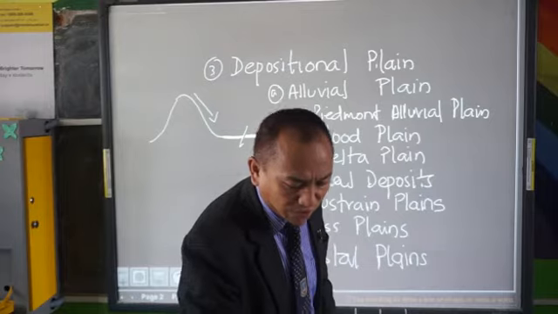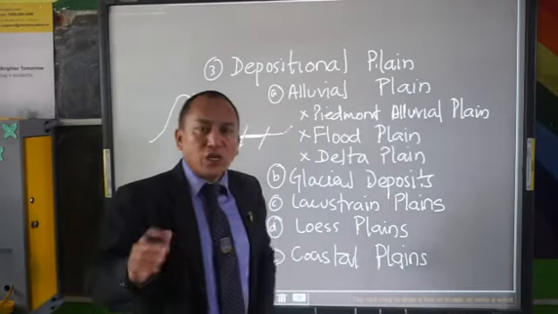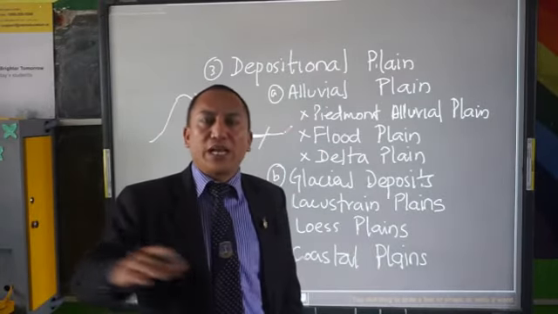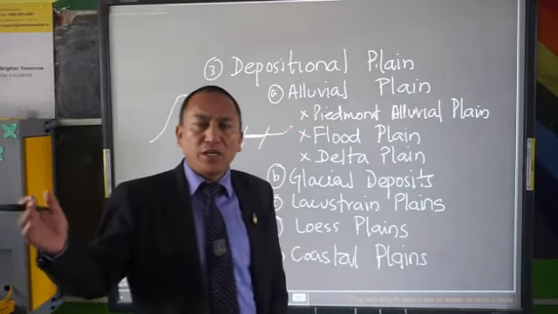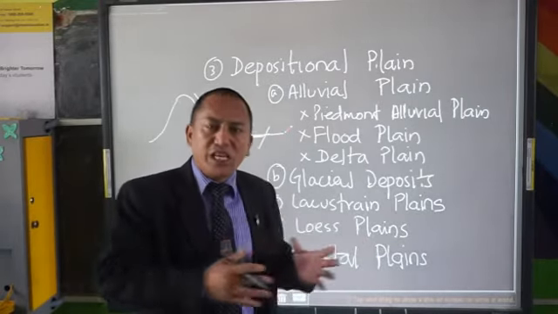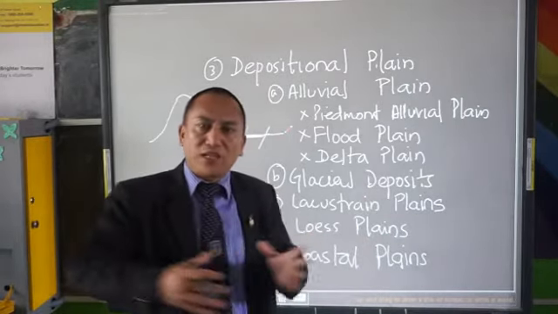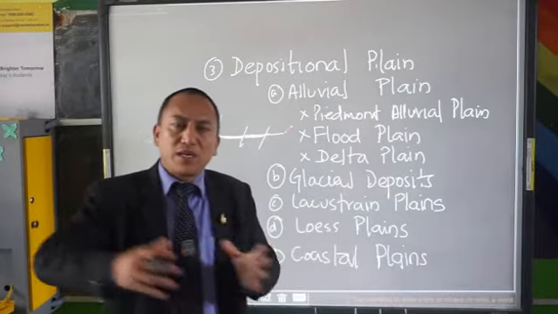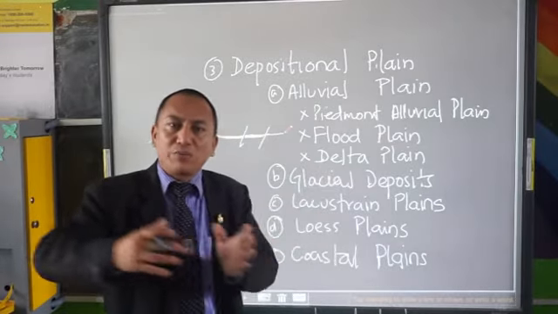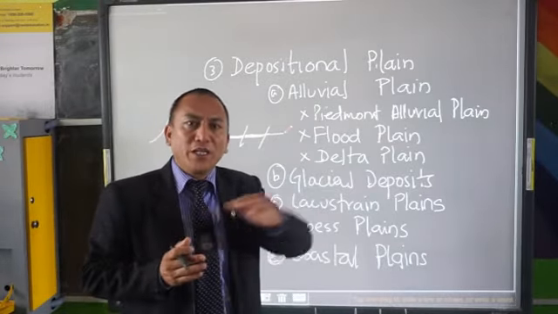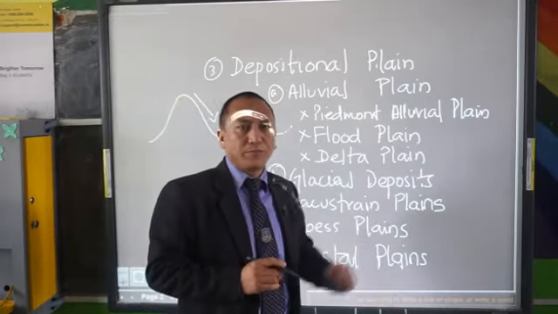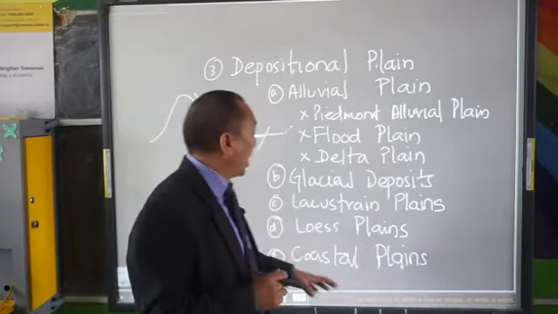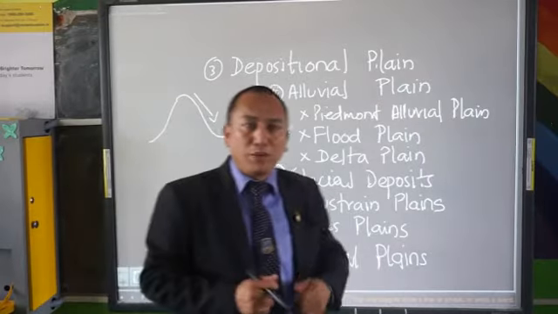And then we have the last one, that is the coastal plain. Coastal plains are formed near the coastal areas, along the sea shores and sea beaches. When the waves come towards the land, they bring sediments and start depositing them on the sea beaches, forming a flat land called a coastal plain. So this is how the depositional plains are formed.